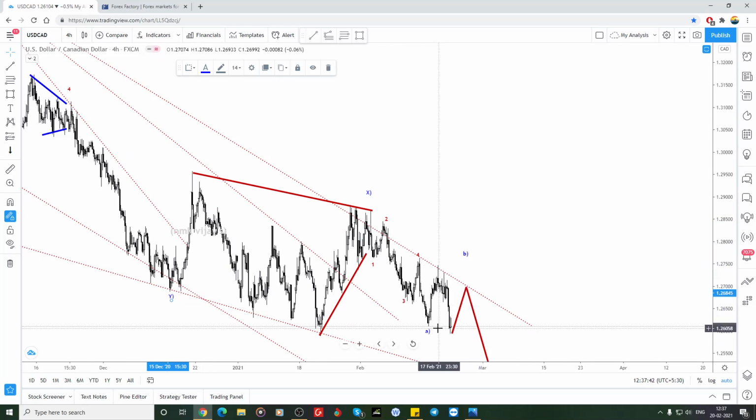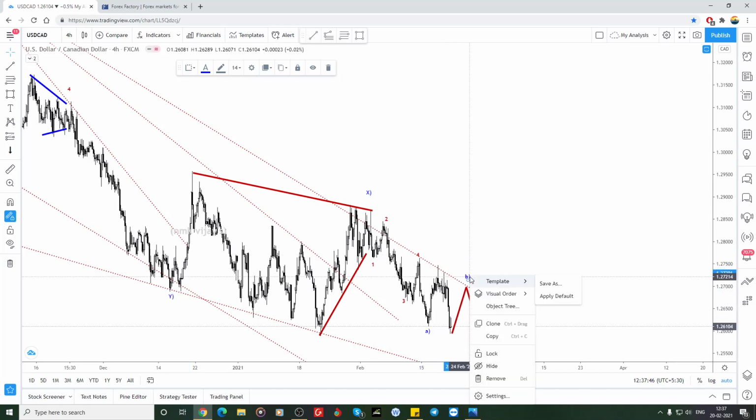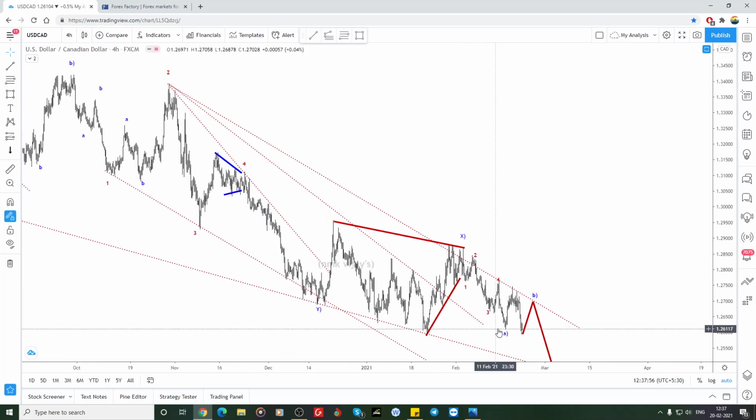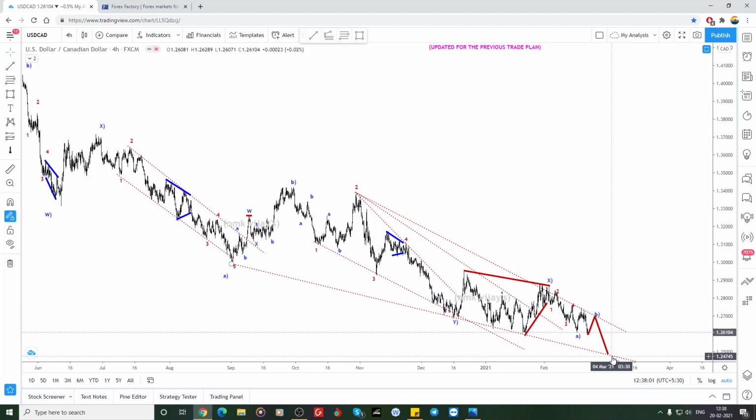So B, it's already broken the wave A. So that could be an expanded, sorry, it could be a running flat, or if it breaks and again it may fall below inside this channel, it could be an expanded flat. That is also valid. So now I am expecting A, B, and C. So it could reach up to 1.2450 or 1.2420, and this is perfectly what it's doing here.